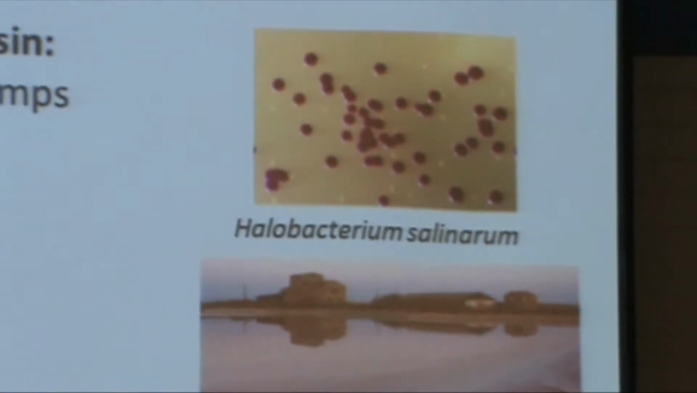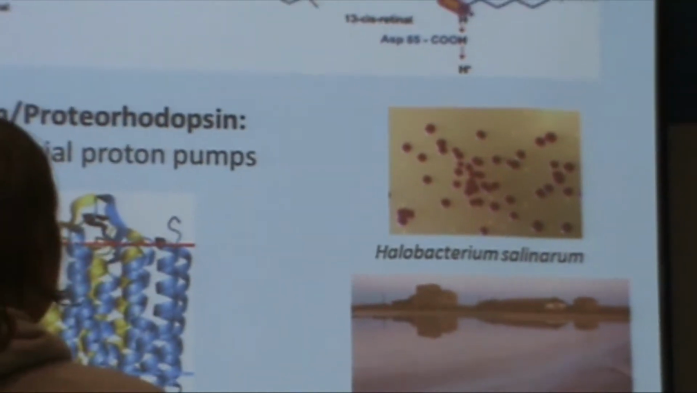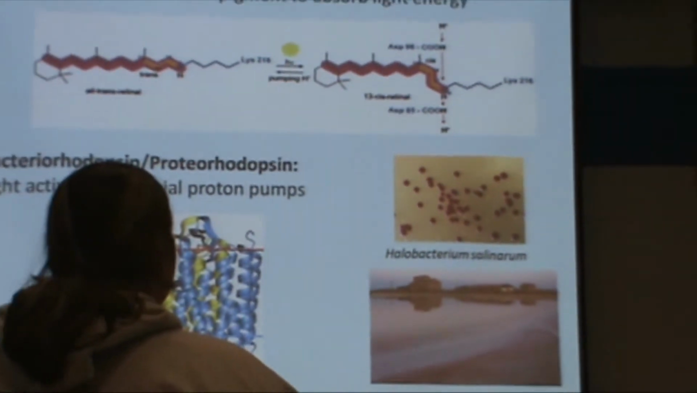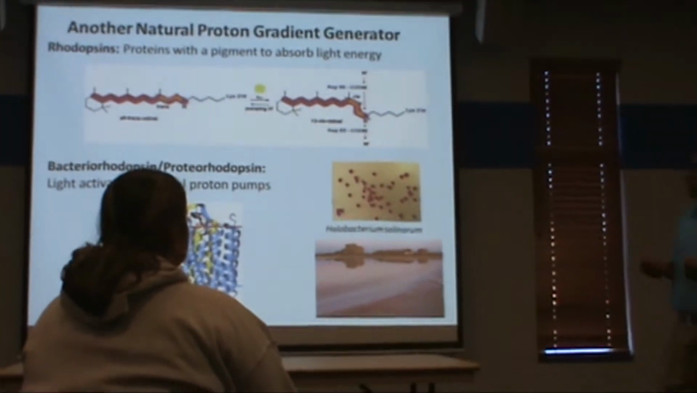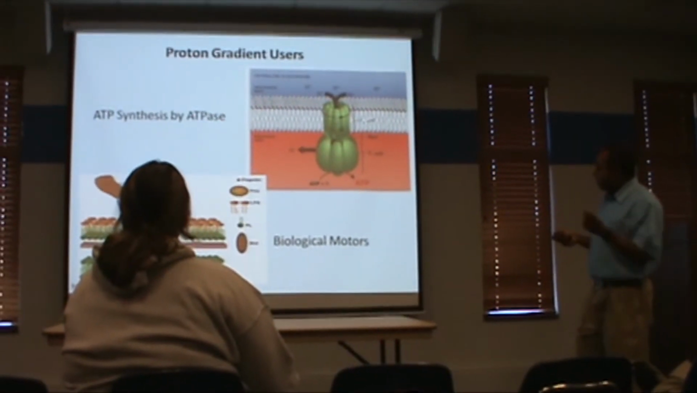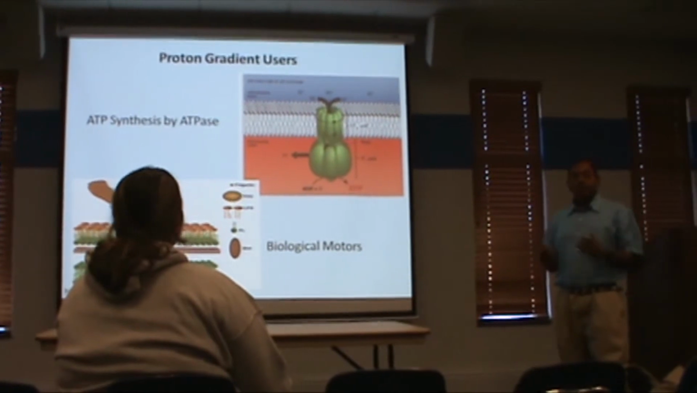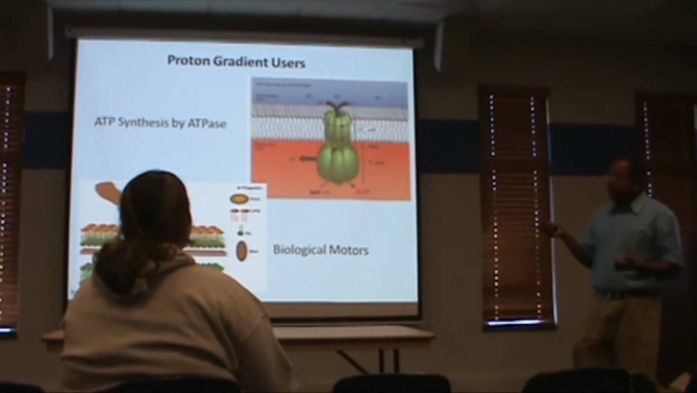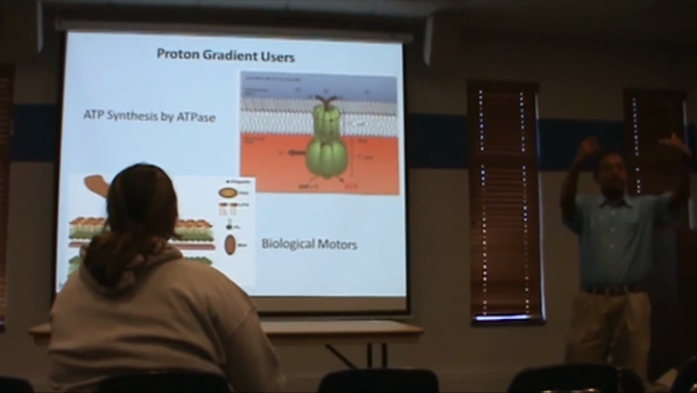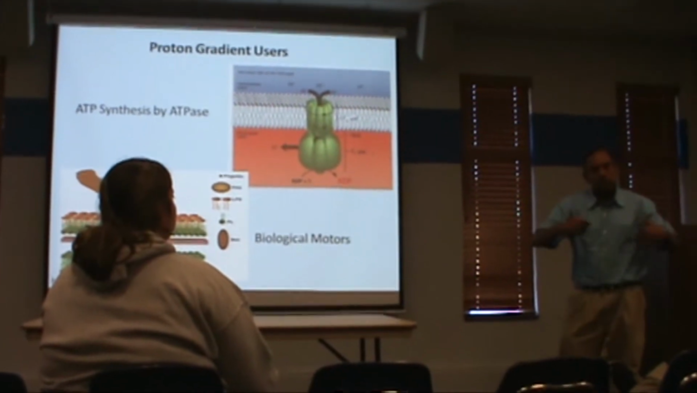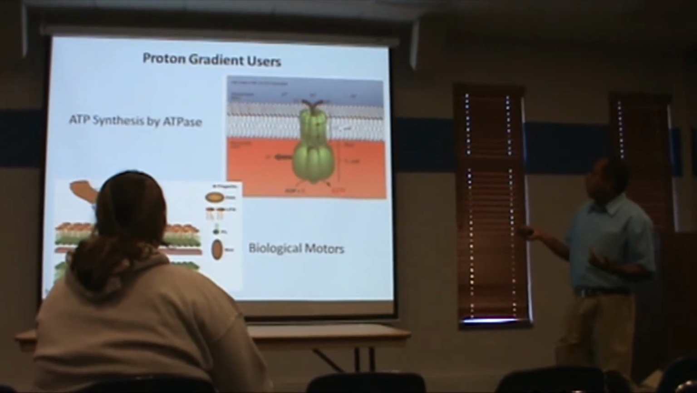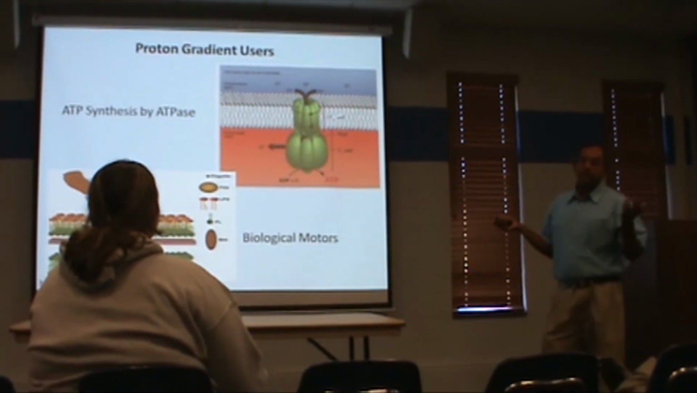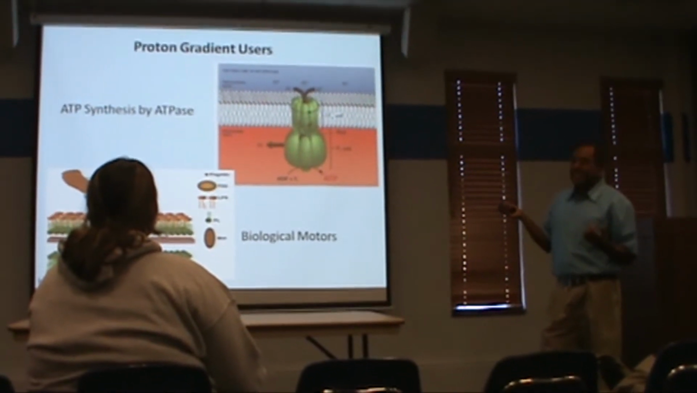This organism uses this bacterial rhodopsin. Using sunlight, they pump the proton, saving the energy. As I said, there are proton gradient generators and some proton gradient users. Once you save the energy, you use that energy to generate a commonly known energy form, that is ATP, and this is synthesized by ATPase.